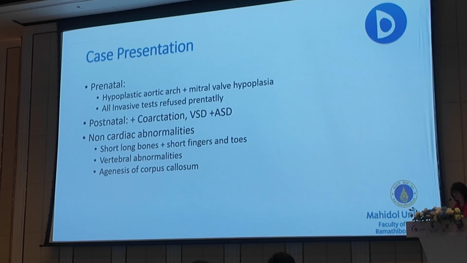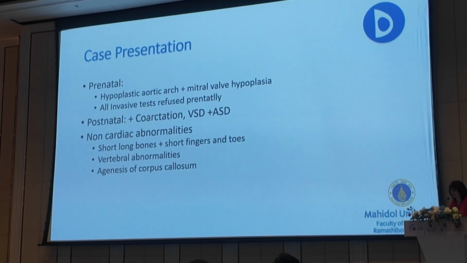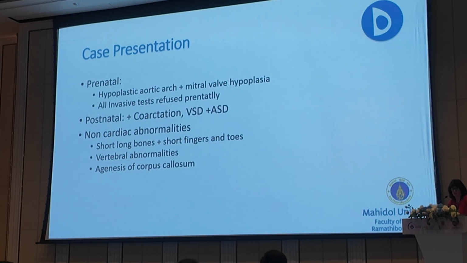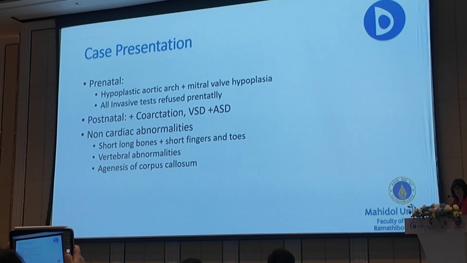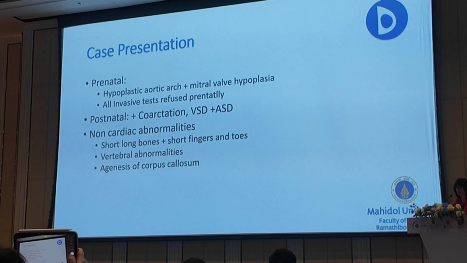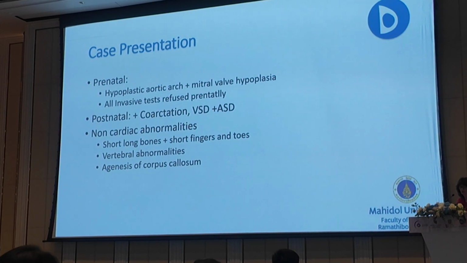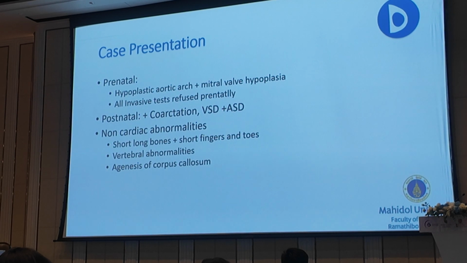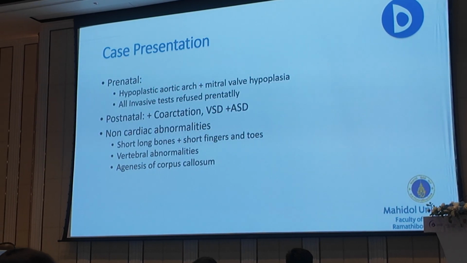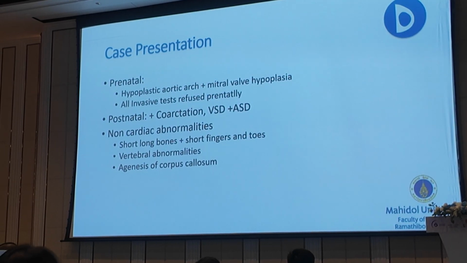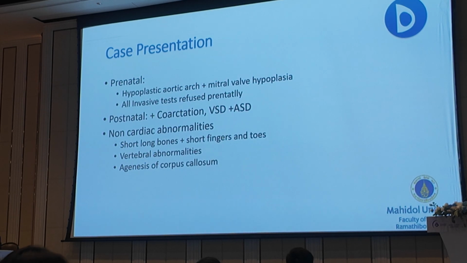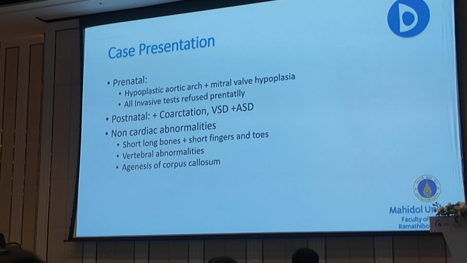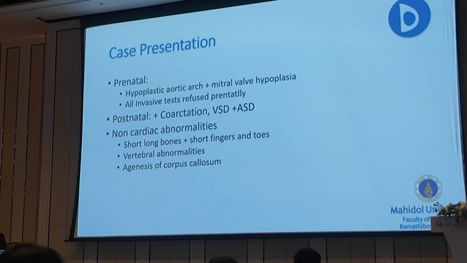Now I'm going to give you a case presentation which I think is extraordinarily interesting, which is a little kiddie I met at the Royal Brompton. Prenatally, he'd been identified with a hypoplastic aortic arch and a mitral valve hypoplasia, and all invasive tests were refused prenatally. Postnatally he was also found to have coarctation, ASD and VSD. And he had lots of other non-cardiac abnormalities: short fingers and toes, short long bones, vertebral abnormalities, and agenesis of the corpus callosum.